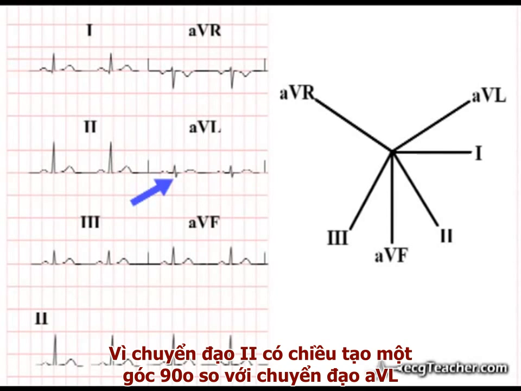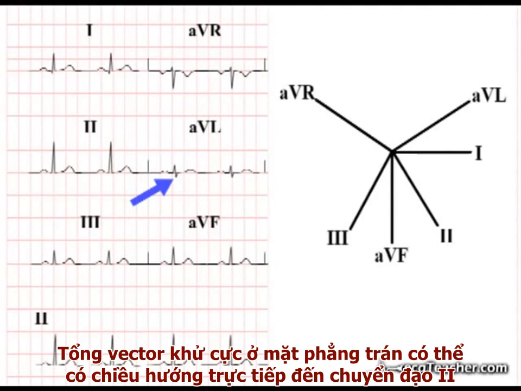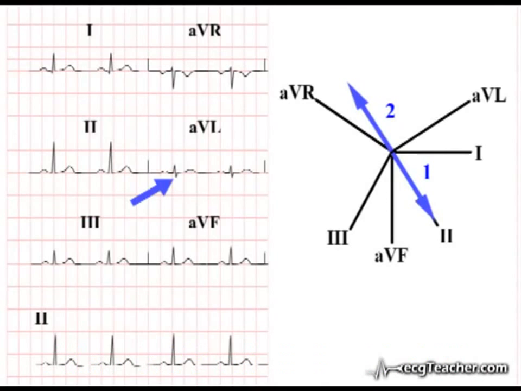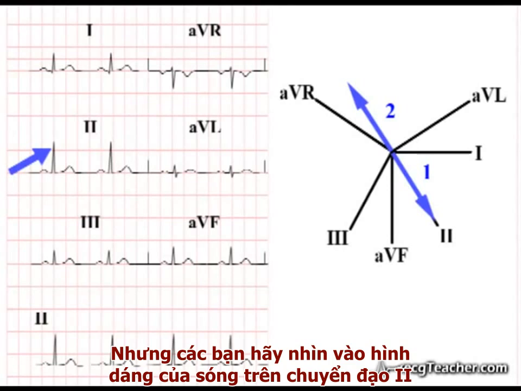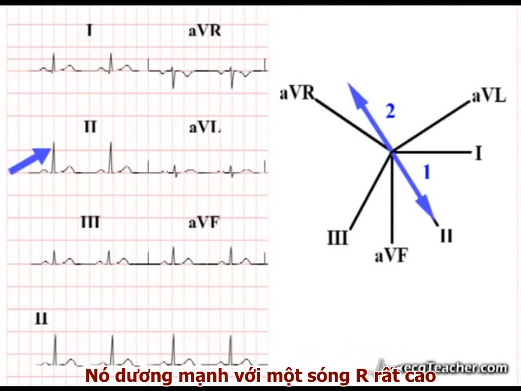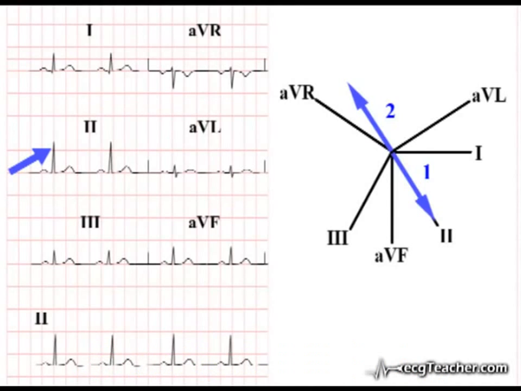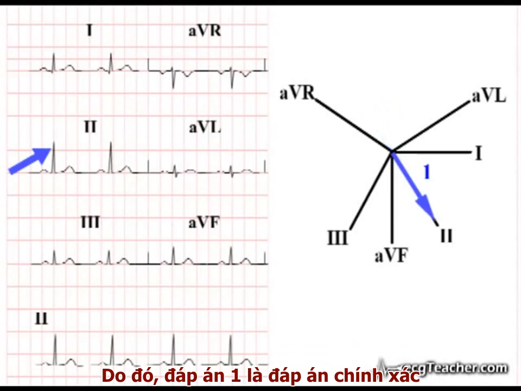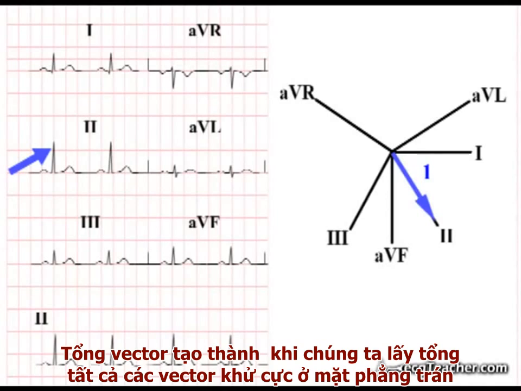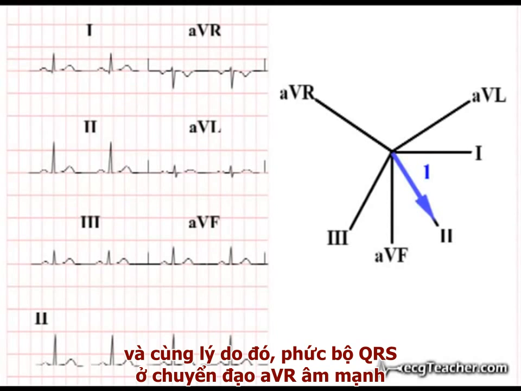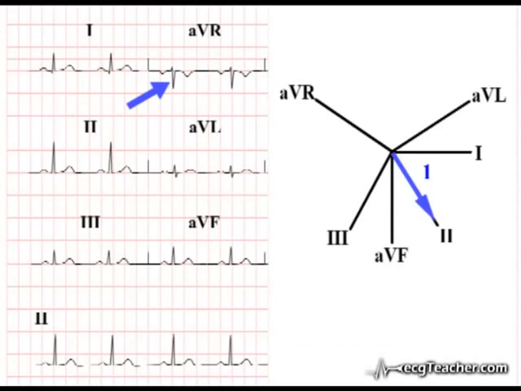As lead 2 lies at 90 degrees relative to AVL, the total frontal vector may be traveling towards lead 2 or traveling directly away from it. But look at the morphology of the QRS complex in lead 2. It is strongly positive, with a tall R wave indicating that depolarizing forces are in the main traveling within 90 degrees of this lead. Therefore, option 1 must be correct. The total vector generated when we add together all frontal depolarization vectors must be traveling towards lead 2. Consistent with this, the QRS complex in lead AVR is strongly negative, with a deep S wave and little R wave activity.